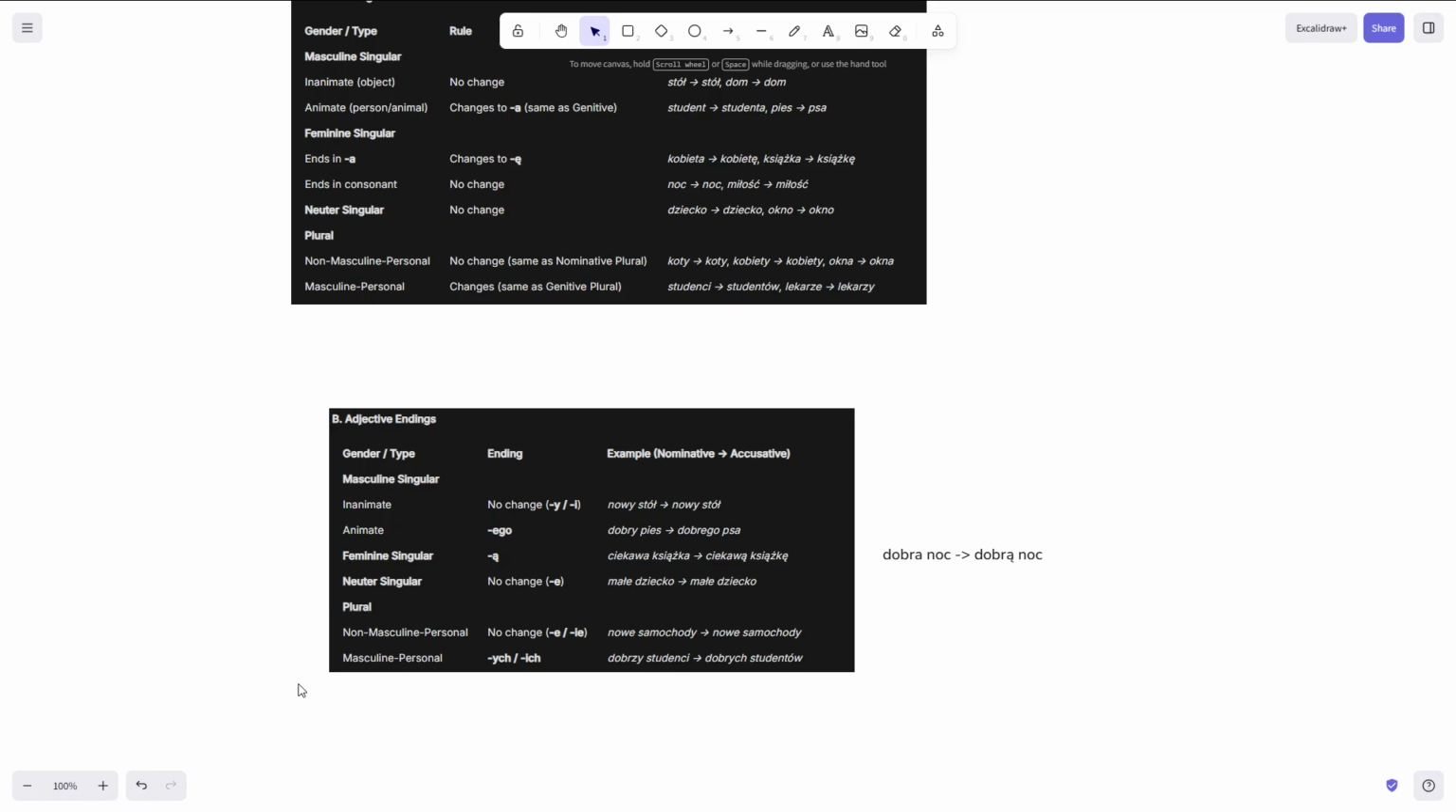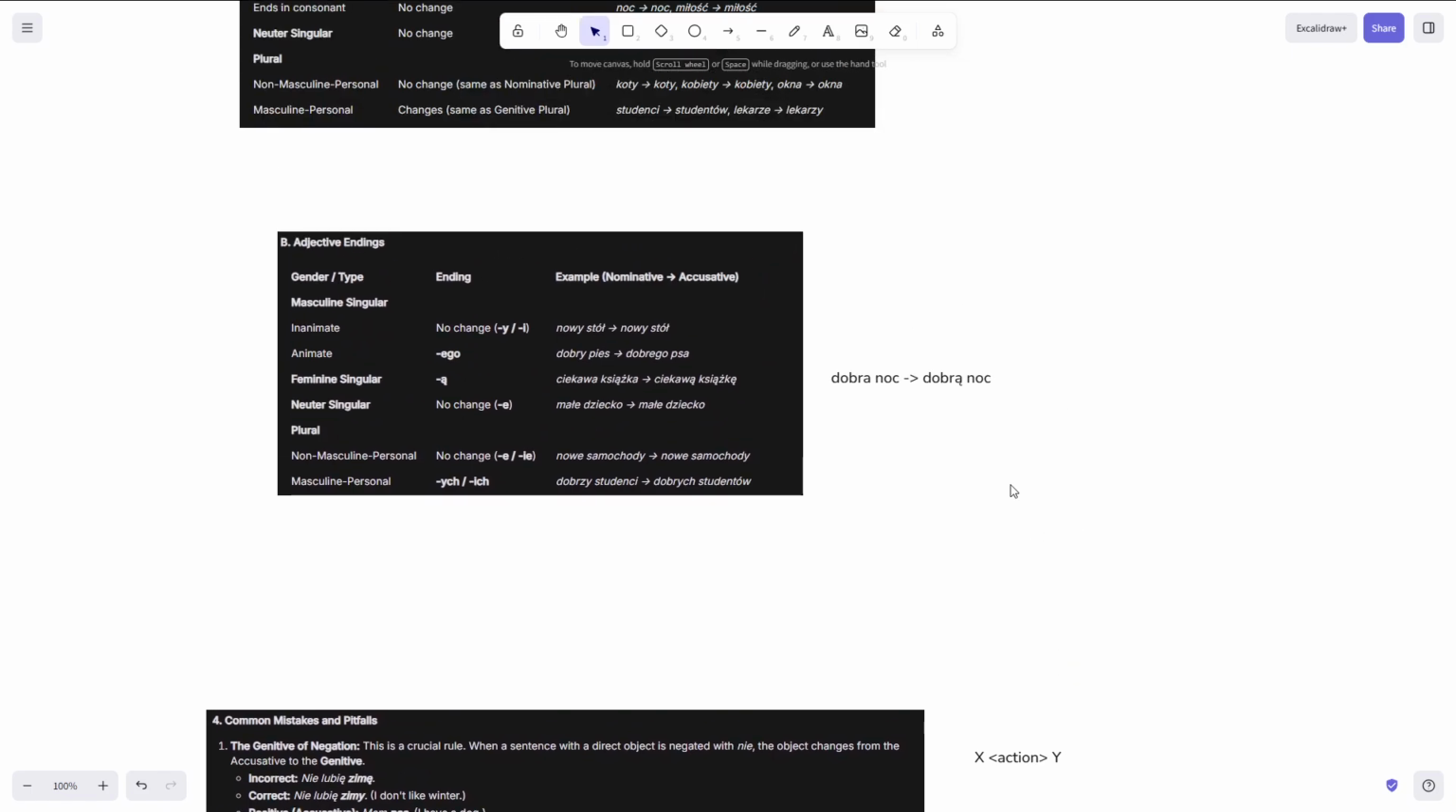Okay. And for only the plurals that are masculine personal, so describing the people, there is a change: ich or ich, and it solely depends on the adjective. If the adjective in its nominative form ends with the y, you use the first one. If it ends with the i, use the second one, okay? So for example, since the adjective good is dobry, then we use the first one. Dobrzy studenci becomes dobrych studentów. Dobrych studentów. Okay?